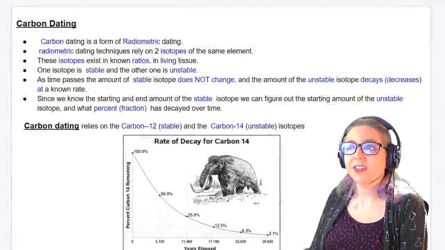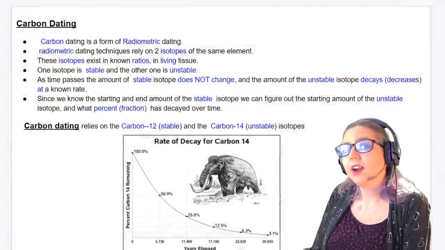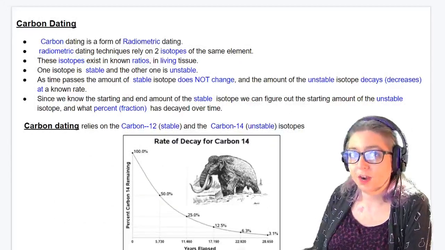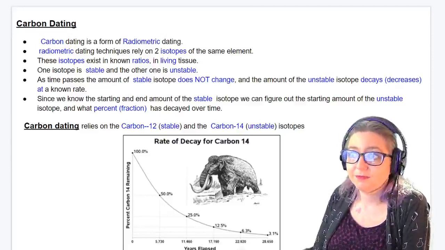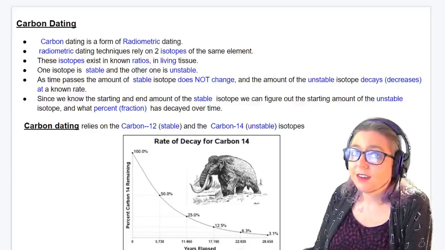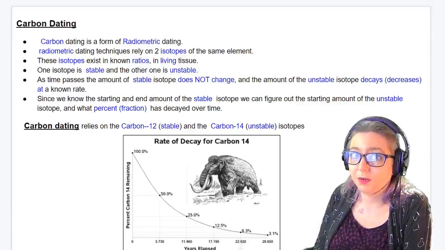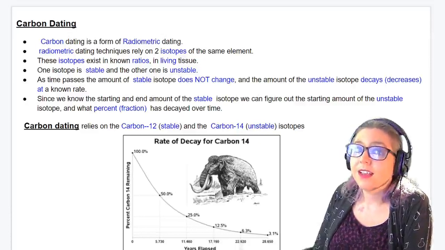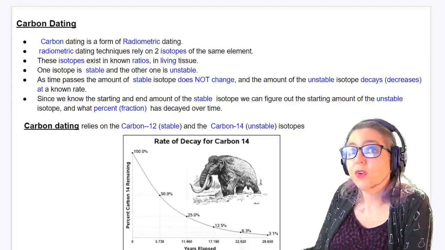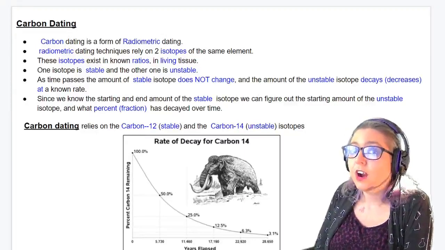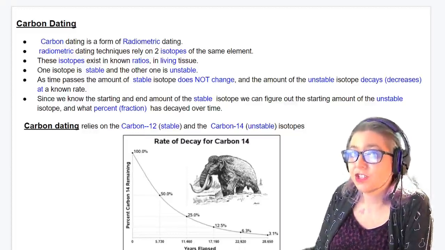So then on slide 15, we summarized what was in the video and brought all of our ideas and main points back together about carbon dating. So carbon dating is a form of radiometric dating. All radiometric dating techniques rely on two isotopes of the same element in order to work. These isotopes have to exist in known ratios. For carbon dating, it has to exist in a known ratio in living tissue.